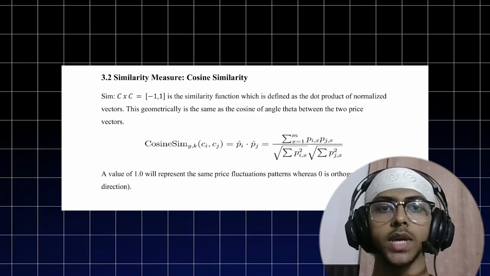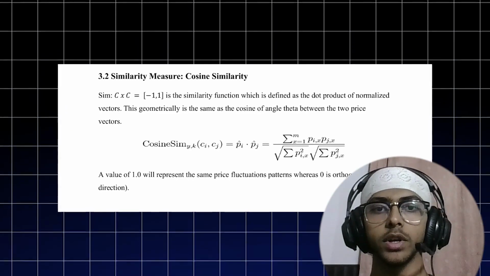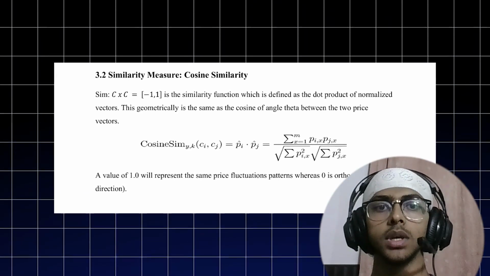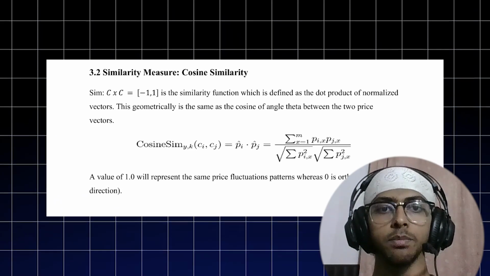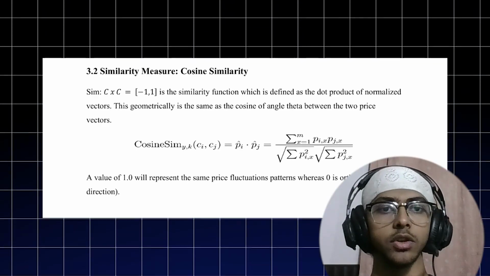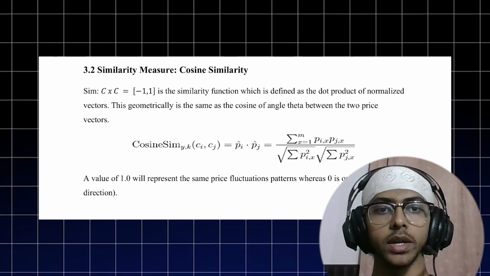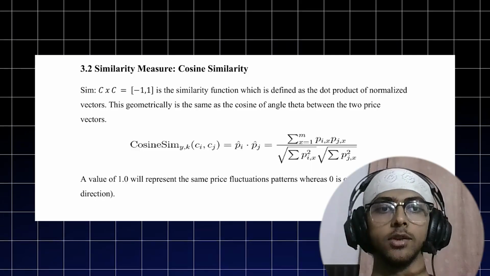To define the edges, we used cosine similarity. This calculates the dot product of the two normalized vectors. A value of 1.0 means identical price fluctuation patterns, while 0 implies orthogonality, or no correlation at all.